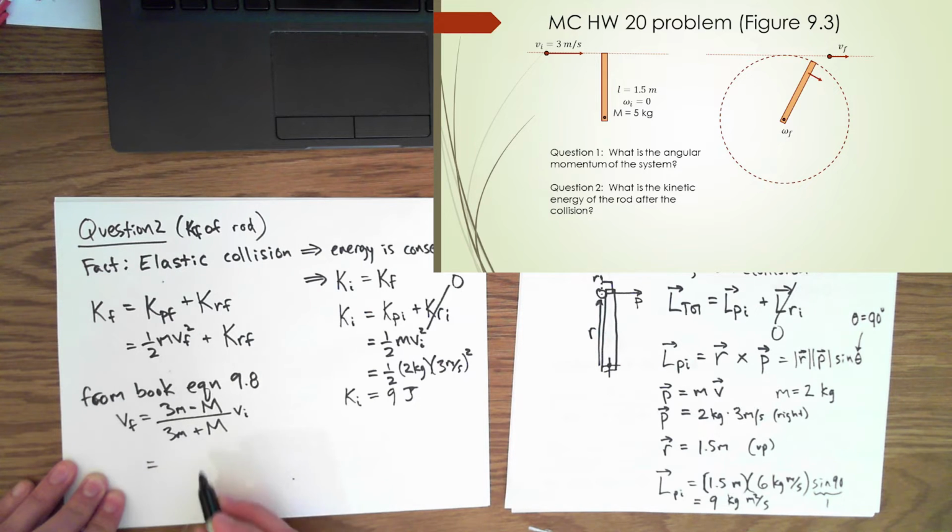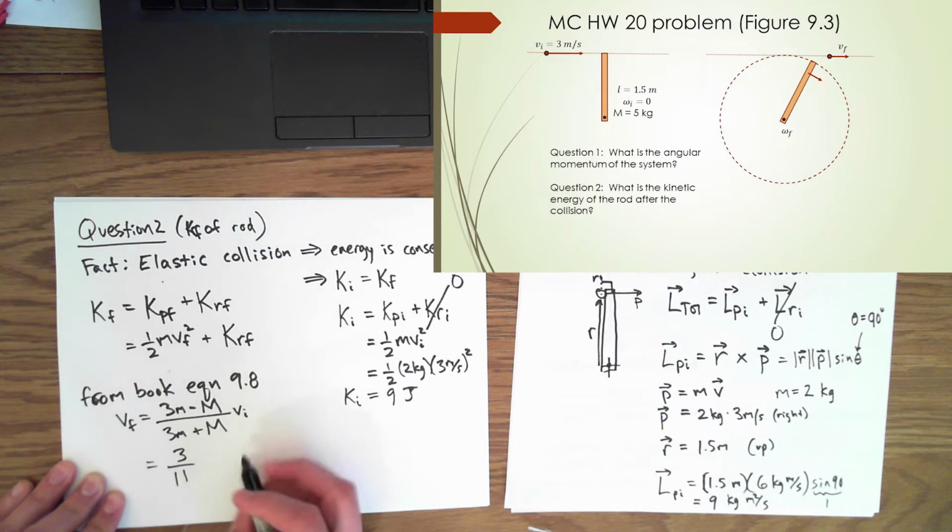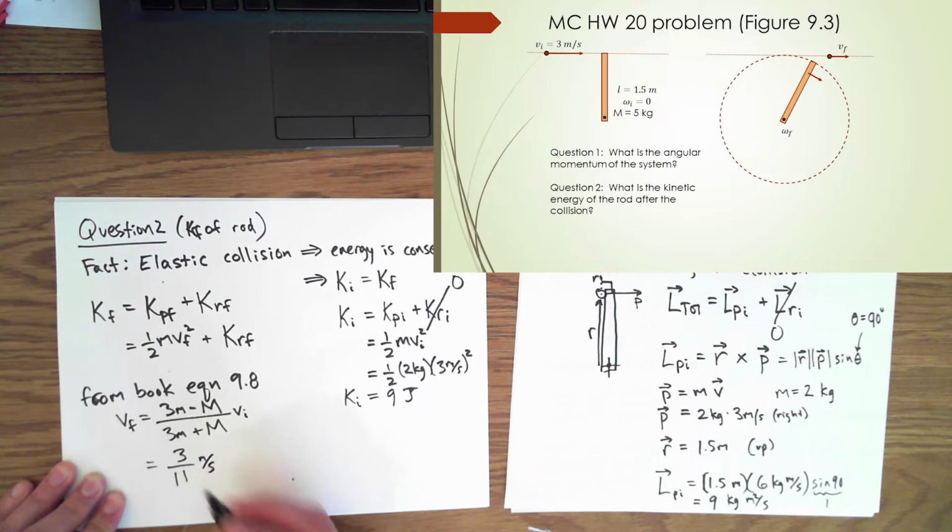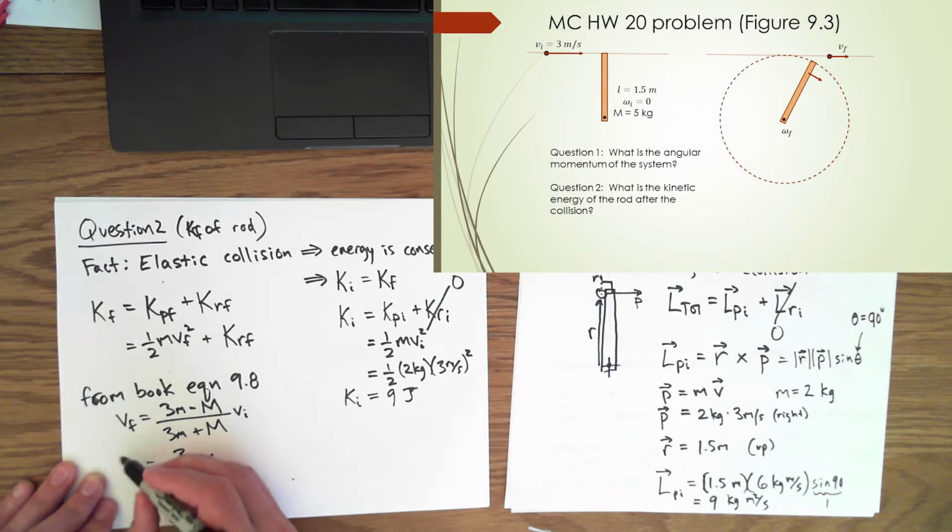So if we plug in the numbers we have, the mass of the particle is 2 kilograms, the mass of the rod is 5 kilograms. So the numerator here is 6 minus 5, that's 1. The denominator is 6 plus 5, that's 11. And VI was 3, so this is 3/11 meters per second. That's VF.